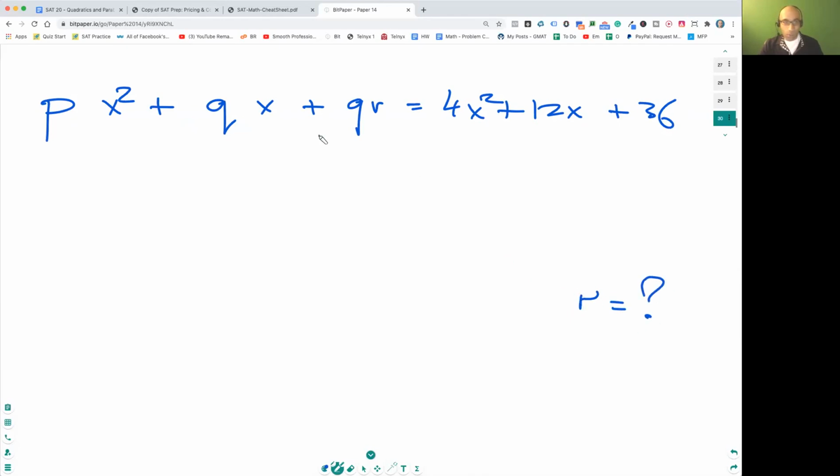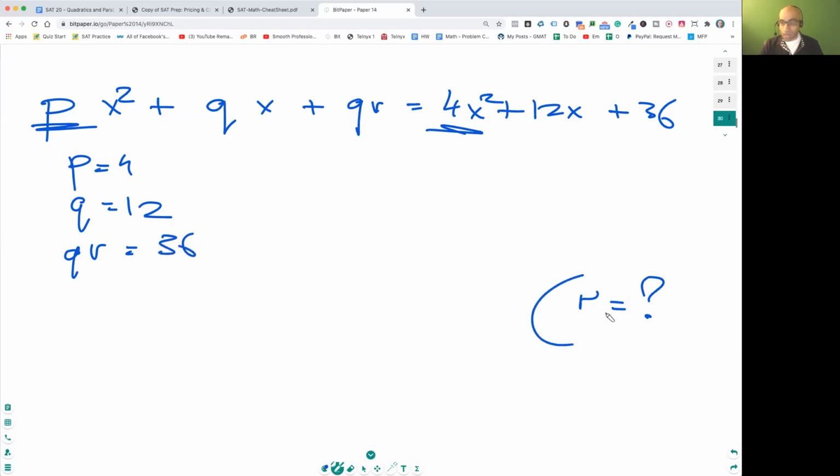One more time. Excellent, Rosie, well done. You don't have to think too much in these problems. Once again, whatever is in here, just put in: p is equal to 4, q is equal to, just copy it, 12, and this one now, fully, you're going to write down qr is equal to 36. Now how can you solve for r?